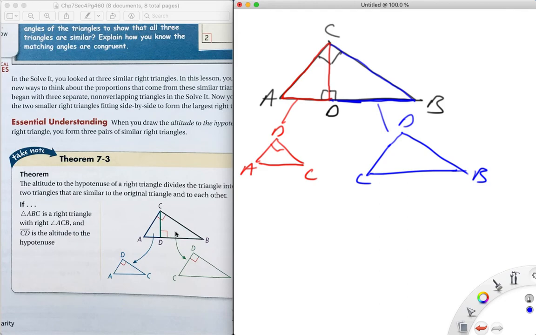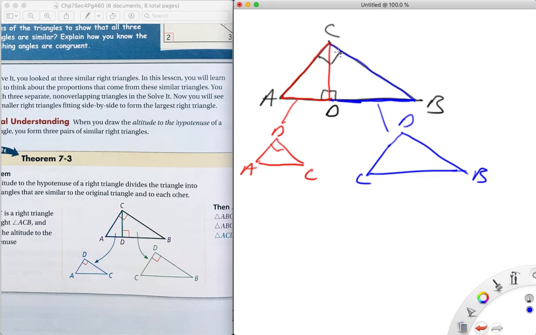Alright, so when we have this situation, this CD, like I said before, is called the altitude. CD is the altitude. And remember, the altitude means that I come out from one of the vertices, I come straight down, and I form a perpendicular intersection. In this case, it's the altitude from the 90-degree angle out to the hypotenuse, and what happens is that it forms two other smaller similar triangles. These triangles are similar.